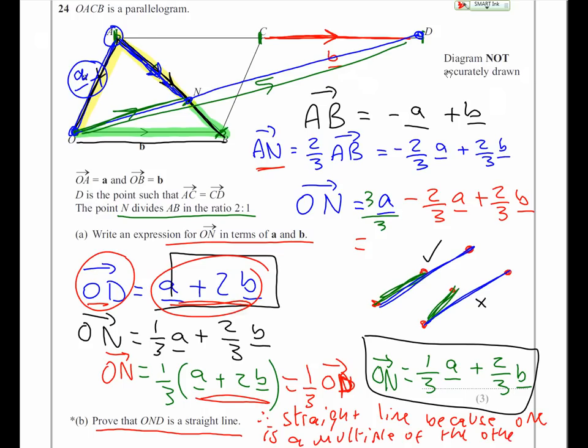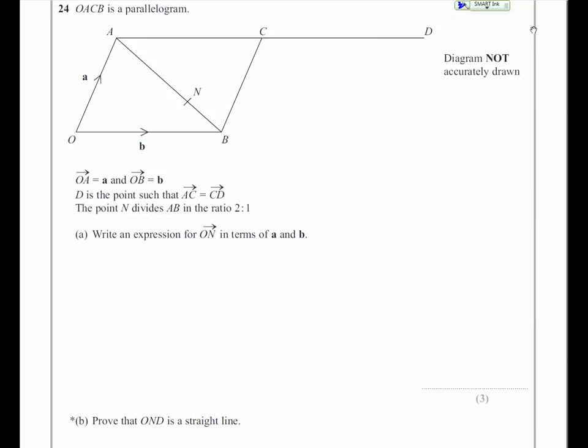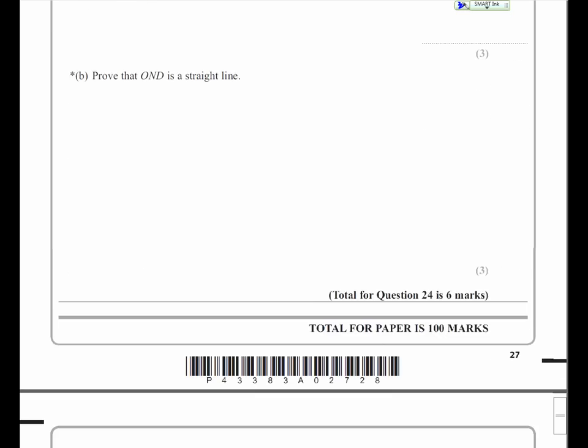And we can say same direction if we want to give more of a reason. Same direction. So that's a tricky vectors question. I told you there would be some tricky ones in this exam paper. And that's it. That's the last one.